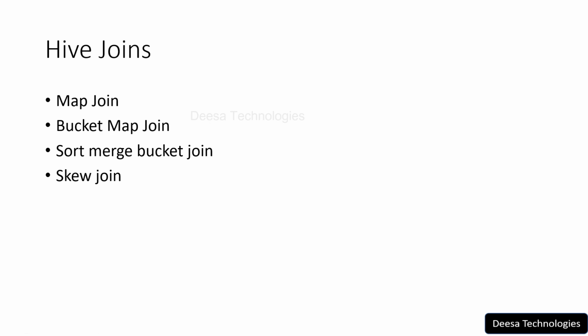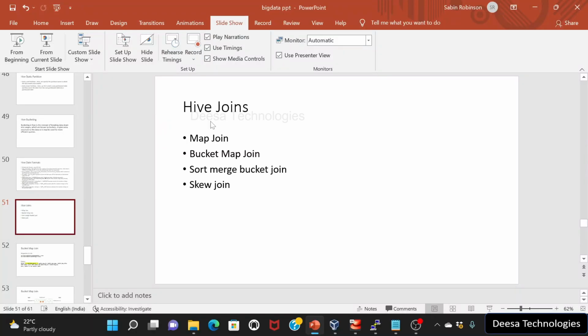So one is map join, second is bucket map join, then we have sort merge bucket map join and skew join. Now bucket map join, sort merge join and skew join are not commonly used. They are very rarely used, and again you have to set up a lot of properties to use them. But one thing which is commonly used is the map join. So how map joins work, let's understand this with an example.